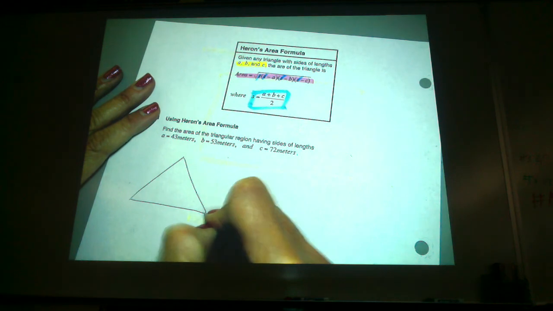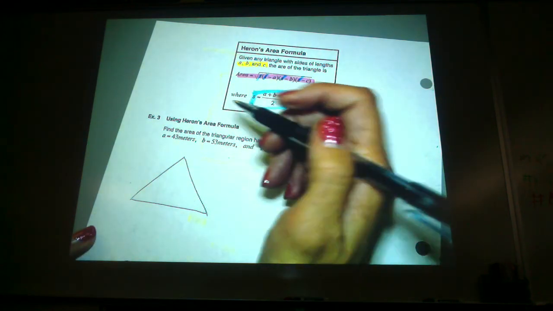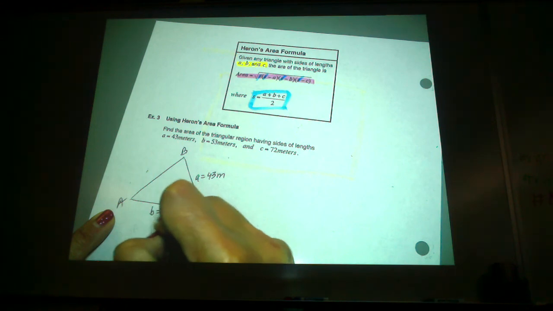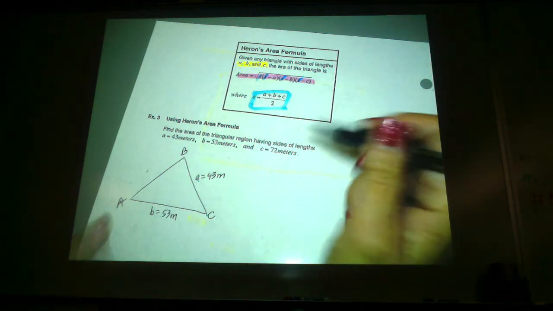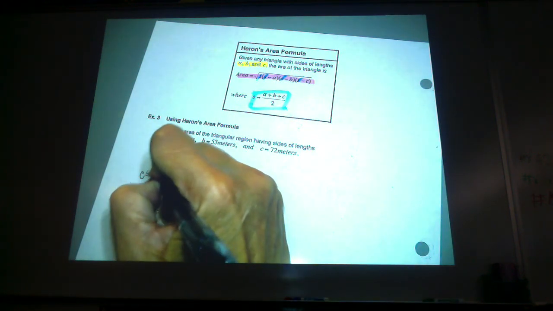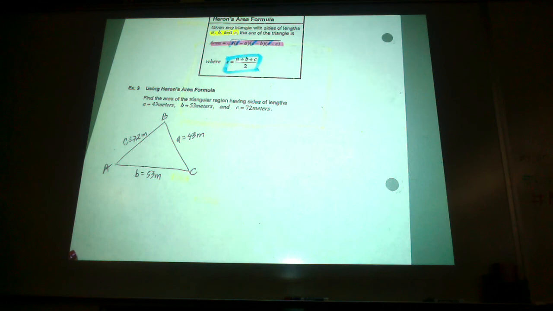So I'm going to go ahead and draw my triangle. And again, I don't know what kind of triangle I have, obtuse or acute, it really doesn't matter. But I've got A, B, and C. Across from angle A would be side A equals 43 meters. Across from angle B would be side B, 53 meters. And across from angle C would be side C, 72 meters. So the first thing that I have to find is S.